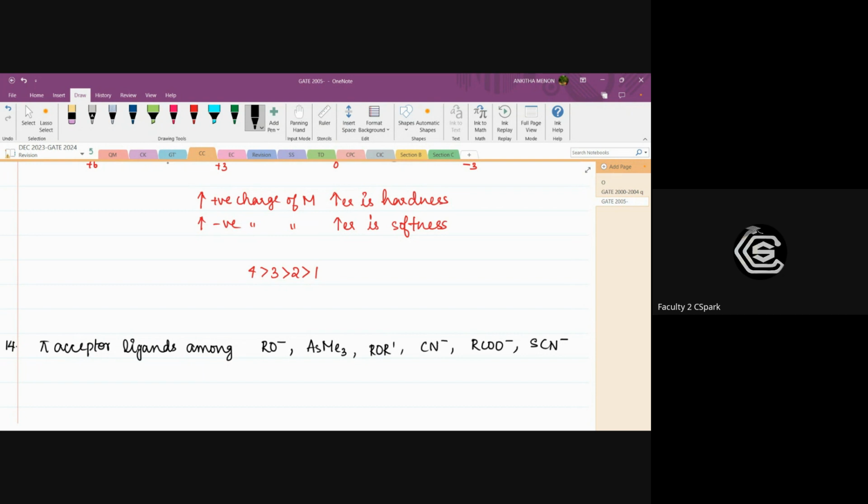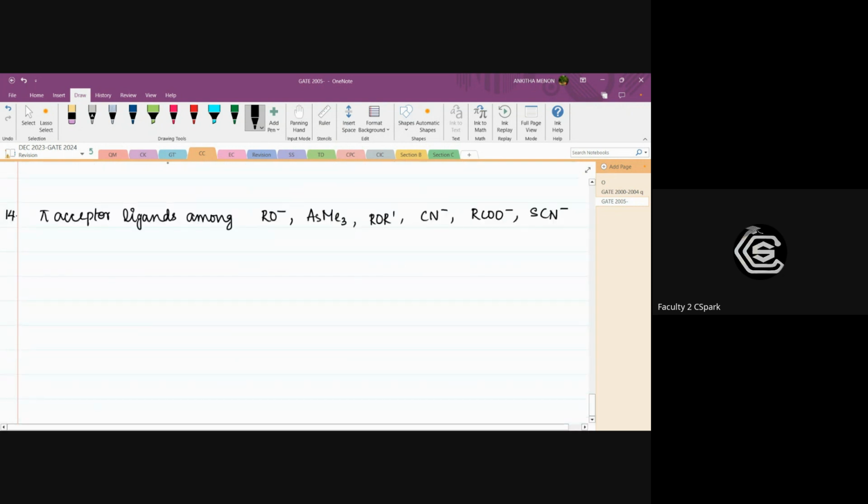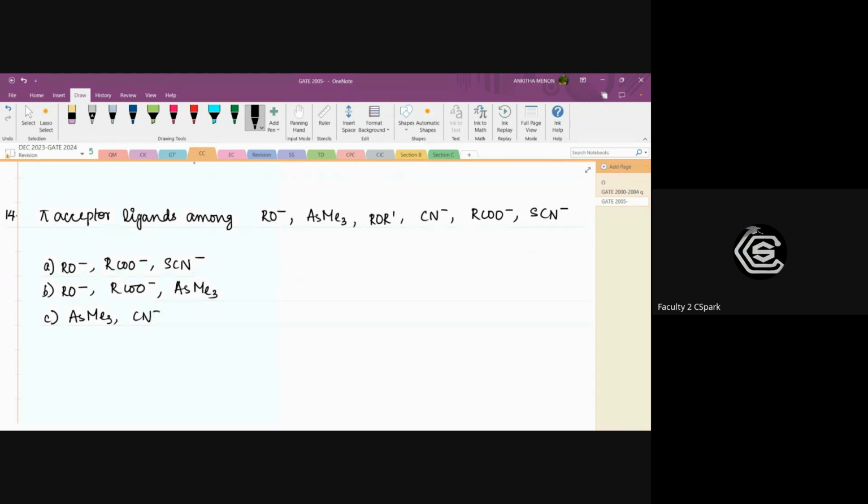Which ones have pi accepting nature? I'll write the options if required. You find it from that. Option A: RO minus, RCOO minus, SCN minus. Option B: RO minus, RCOO minus, and AsMe3. Option C: AsMe3, cyanide, thiocyanide, then oxide, alkyl oxide, an ether, and an acid. Yes. So what do you think?